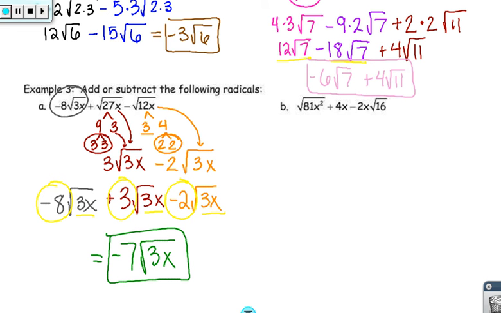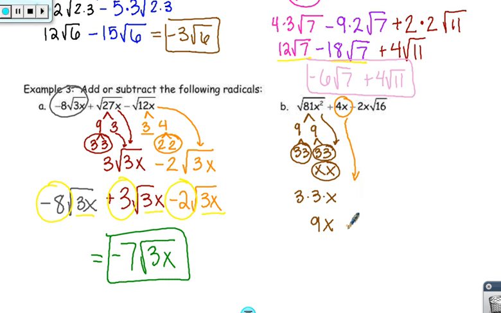All right, last one. Square root of 81. 9 times 9 is 81. 3 times 3, 3 times 3. And we have x squared, so we also have an x and an x. Group goes out, group goes out, group goes out. So 3 times 3 times x gives me 9x for that first piece. This middle term does not have a radical, so that can just come down. Plus 4x.